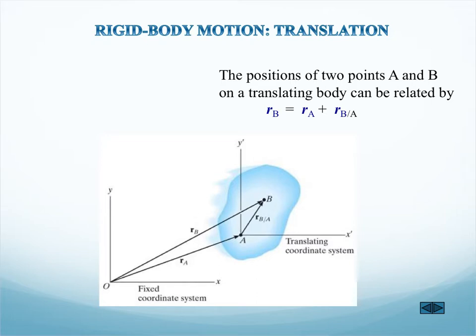We can locate it relative to point A, and that's what this is, the position of B relative to A, and that's measuring it within the translating coordinate system. But we can also measure it relative to the fixed coordinate system as just R sub B. And R sub B, if you add your vectors, is equal to R sub A plus the position of B relative to A.